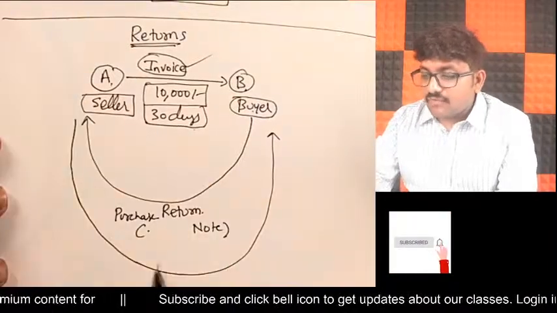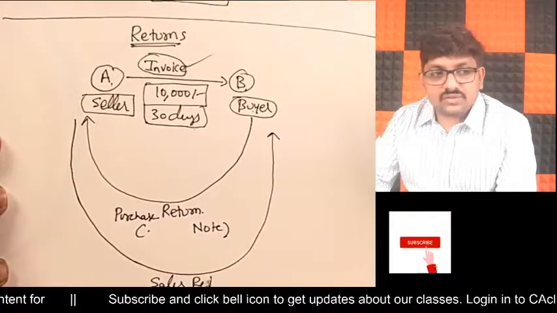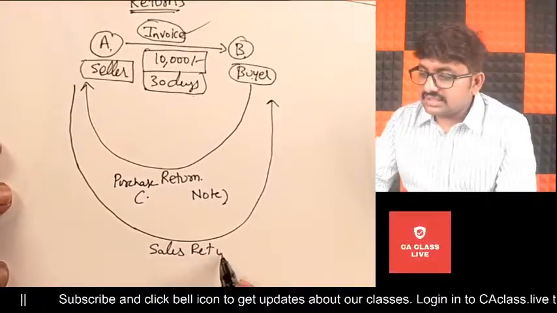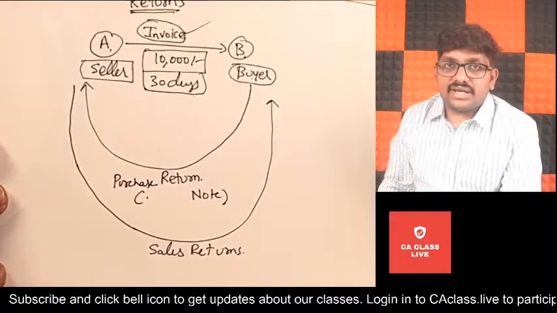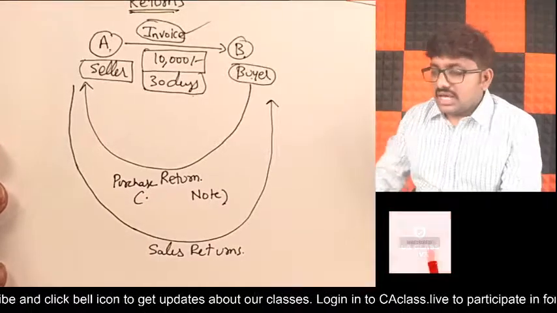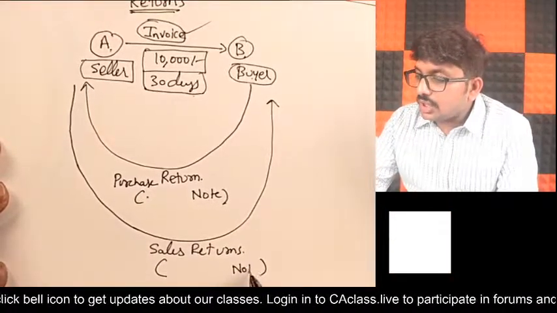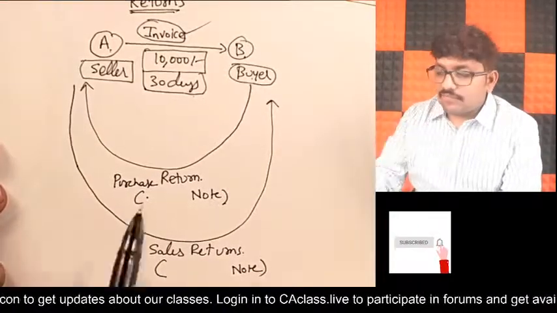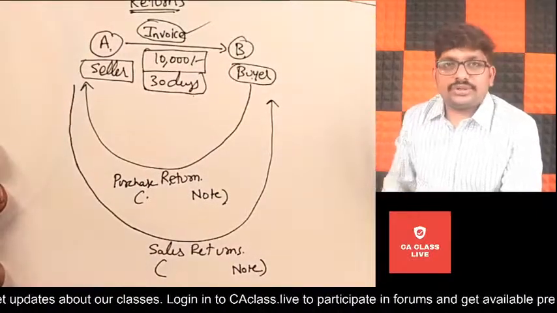So for A, what is the transaction, friends? For him, it is sales returns. Whatever be the goods that he has sold earlier, the goods will be coming back to us. So to confirm that, this fellow also will issue a note just to confirm. So it means at the time of return, B will issue a note, A will also issue a note.